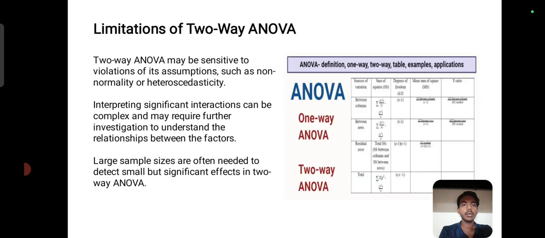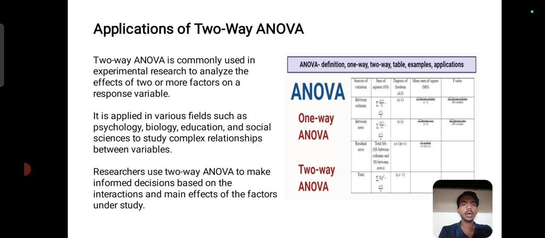Limitations of two-way ANOVA. Two-way ANOVA is sensitive to violations of assumptions such as normality. Interpreting a significant interaction can be complex and may require further investigation to understand the relationship between the factors. Large sample sizes are often needed to detect a small but significant effect in two-way ANOVA.